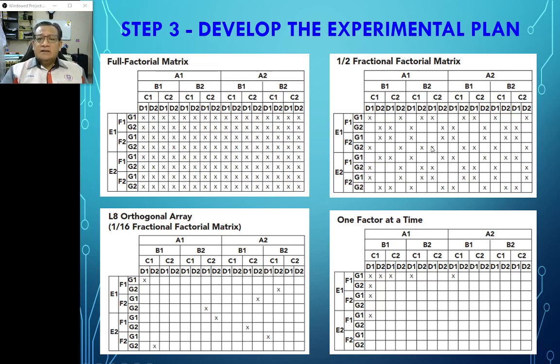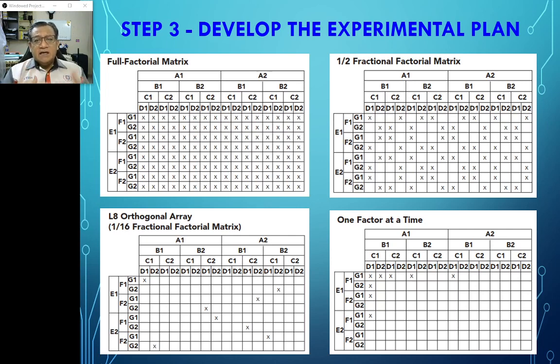You test half of it, only 50% of the combinations you test, right? And the third type of experimental plan is you test every 1/16 of them, right? Every 1/16 of test combinations you test, right? Which is a lesser number of combinations of tests. Or you want to test one factor at a time. For example, you want to test only A1, B1, C1, and then only one thing changes, right? This is one factor at a time test, which is, again, time consuming, highly costly, and takes many resources.